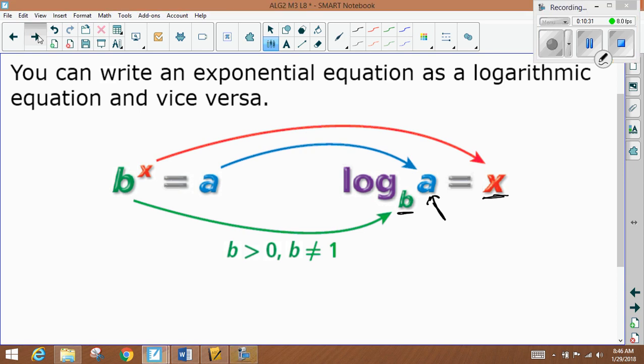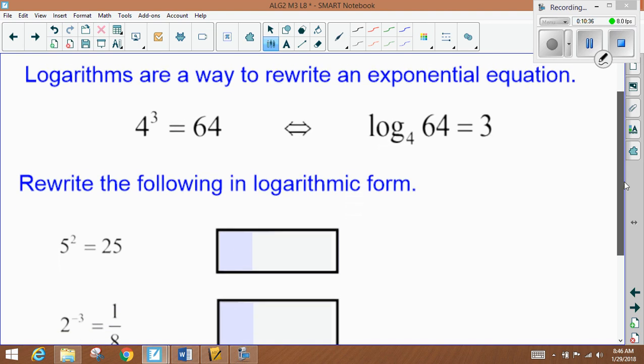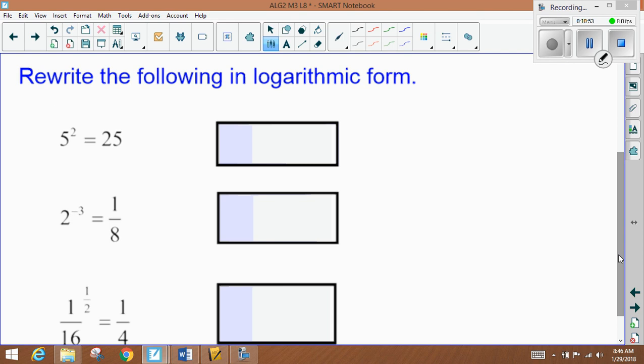Alright, so let's use this what power function. What power? So what am I saying? I'm saying, hey, 4 to what power is 64? Look at that. So we're saying 4 to the third is 64. So we're going to rewrite these ones in logarithmic form. So we're going to say log base 5 of 25 equals 2. That's how we're going to rewrite it, okay?